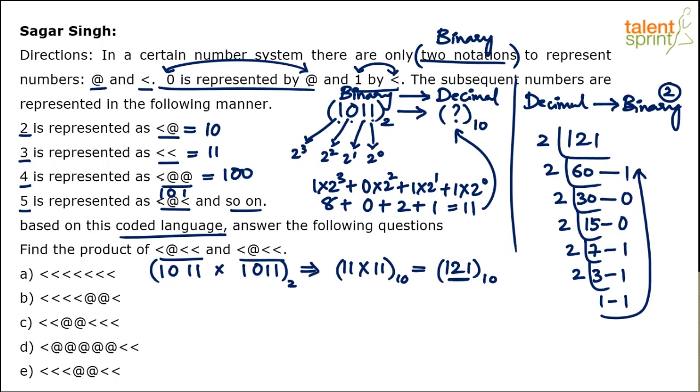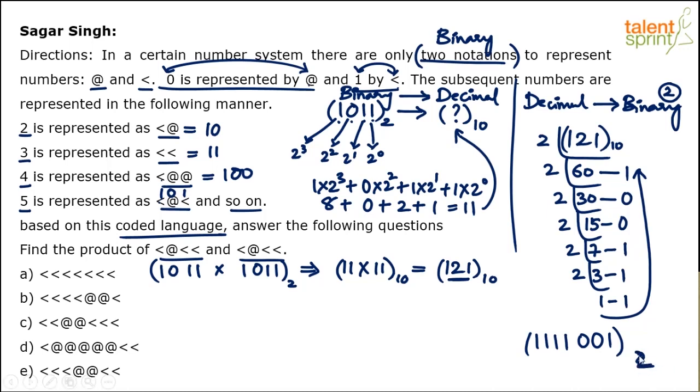Now just do this bottom up exercise, right? Write these remainders from bottom to top in that order. So what do we have? 1 1 1 1 0 0 1. That's the answer. So 121, which was in the decimal system, has become 1 1 1 1 0 0 1 in the binary system.